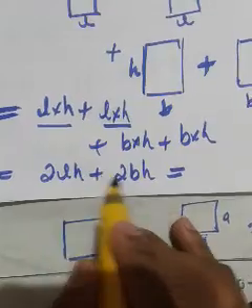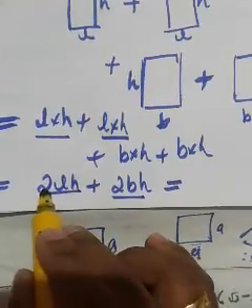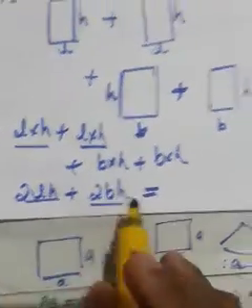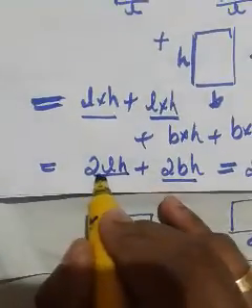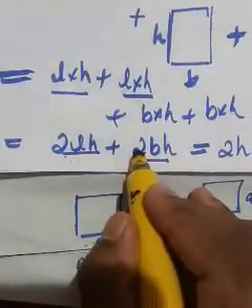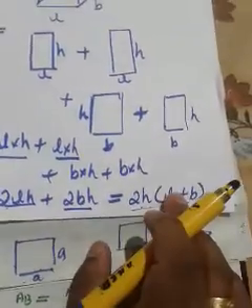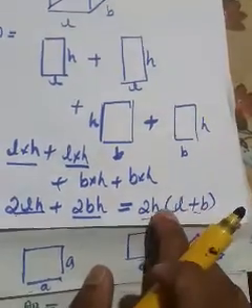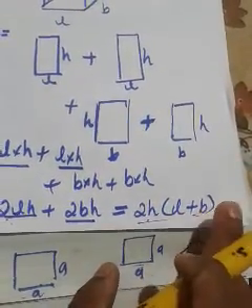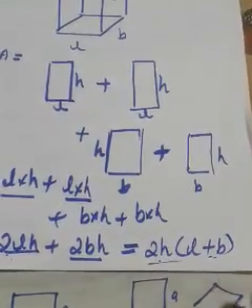That is, 2LH plus 2BH, which is common here in both. 2 is common in both, and H is also common in both. So you can take 2H outside. Once you take 2H outside, L will remain, plus B will remain. So this is the formula, 2H into L plus B. This is the exact formula for calculating lateral surface area of cuboid. Any problem? No. 2H into L plus B is the lateral surface area of cuboid. Any problem? No. And now total surface area is remaining, volume is remaining.